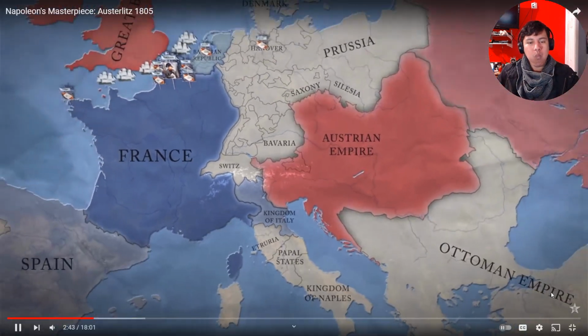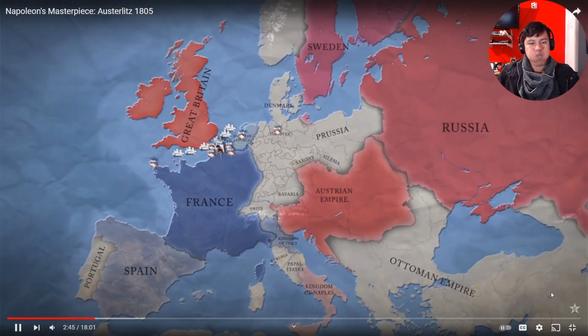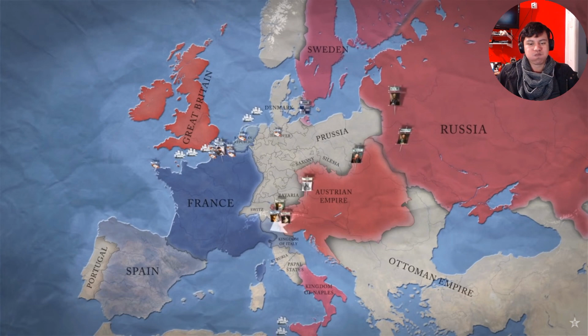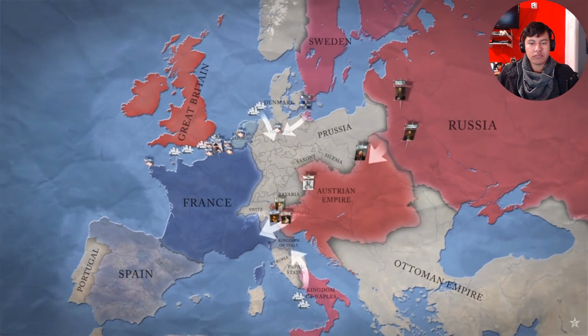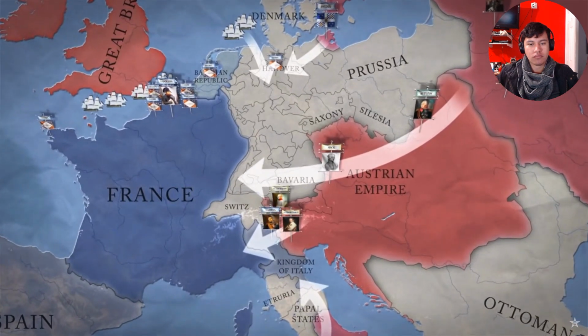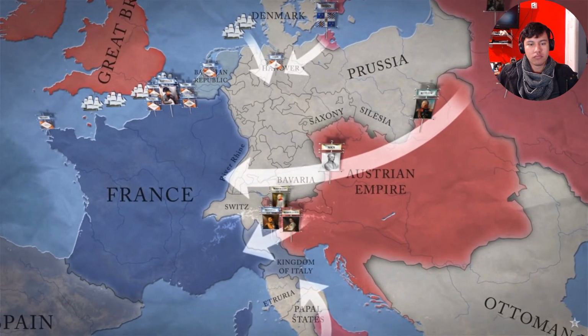Austria, Russia, Sweden and Naples joined Britain in an alliance known as the Third Coalition, and devised an ambitious plan for a series of joint offensives against France. The main attack would be made by a combined Austro-Russian army, advancing across the Rhine into France. But Napoleon got word of their plans.